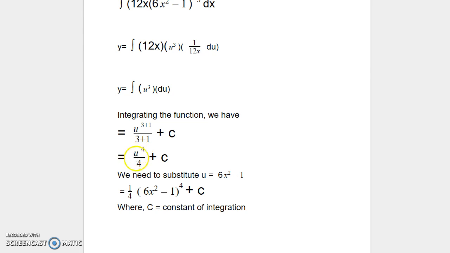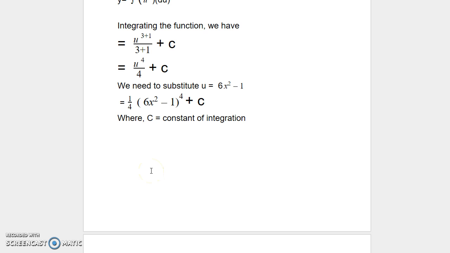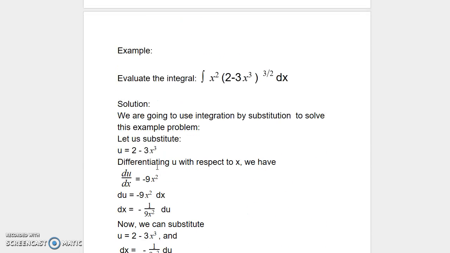So for our simplification's sake, we substituted u equal to 6x squared minus 1. And once we reach this stage here, we're going to substitute u equal to 6x squared minus 1. And in this step, you'll see that we can write it as 1 over 4, open parenthesis, instead of u, we're going to write 6x squared minus 1, the whole thing raised to the power of 4, plus c, where c is a constant of integration. So this is the way we want to solve example problems using integration by substitution method. So let's look at another example.